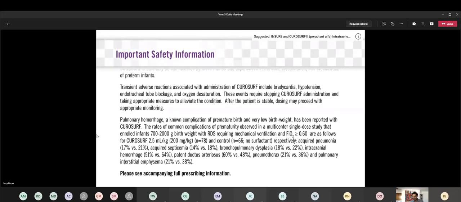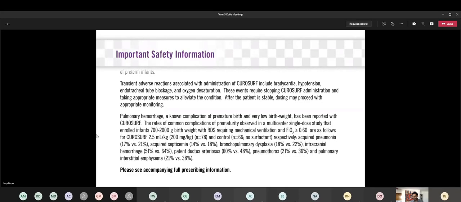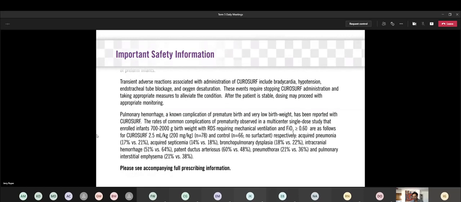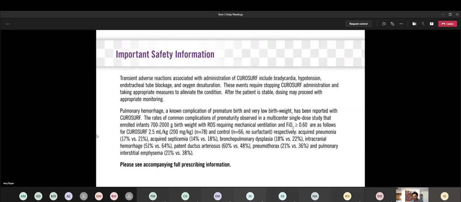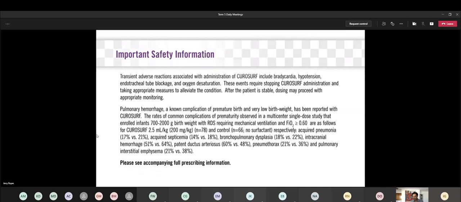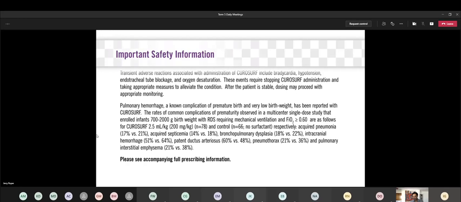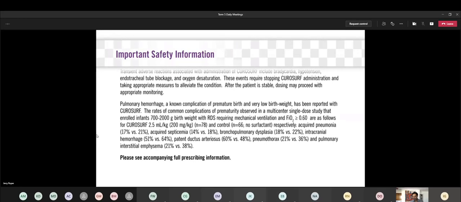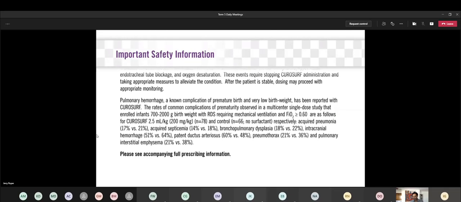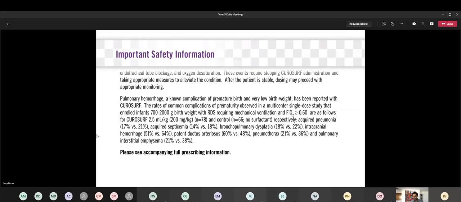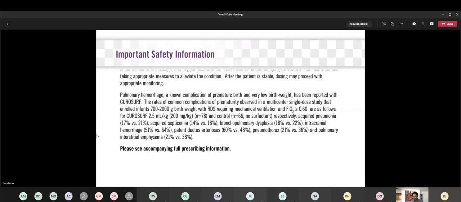The rates of common complications of prematurity observed in a multi-center single-dose study that enrolled infants 700 to 2,000 grams birth weight with RDS requiring mechanical ventilation and FiO2 greater than or equal to 60% are as follows for CuroSurf 2.5 milliliters per kilogram, 200 milligrams per kilogram, N equals 78, and control N equals 66, no surfactant, respectively.